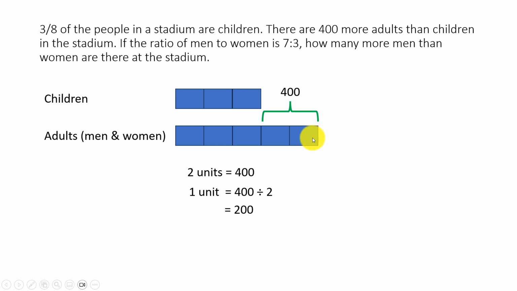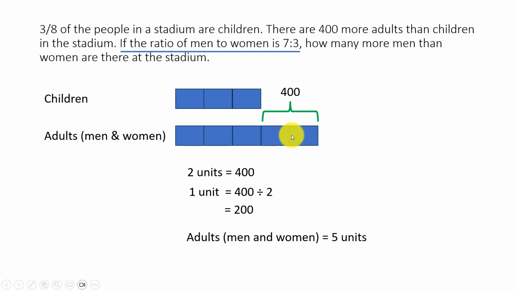Then how many men and women are there altogether? The ratio is given as 7:3, but before that we need to find out the total number of men and women. That is given by 5 units. These 5 units represent the total number of men and women at the stadium. And we also know the value of 1 unit, which is 200. So 5 units would be equal to 5 times 200, which is 1000. This is an error here. You have to change this to 1000 actually.